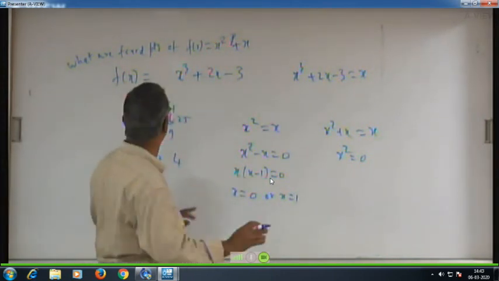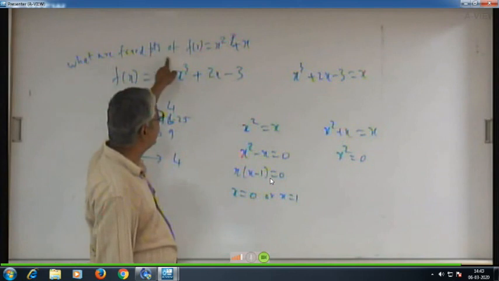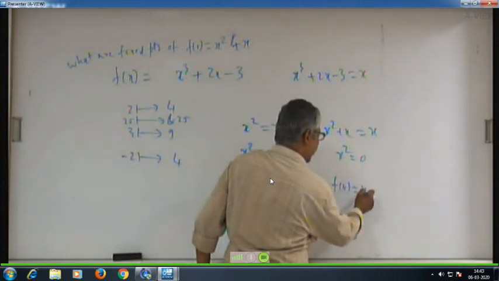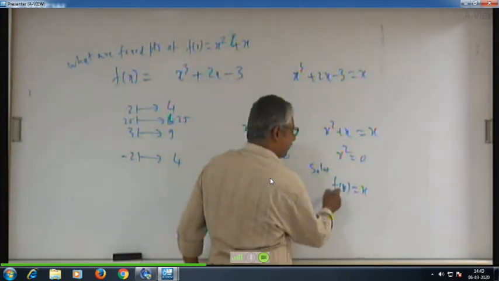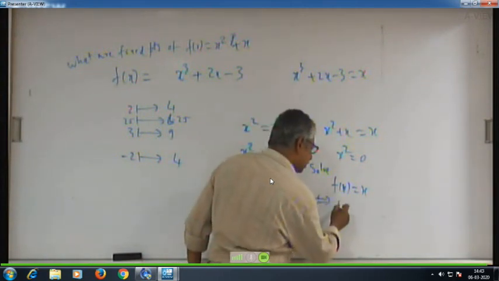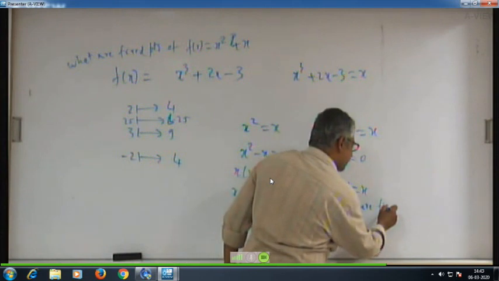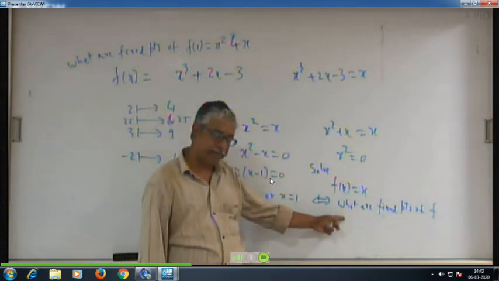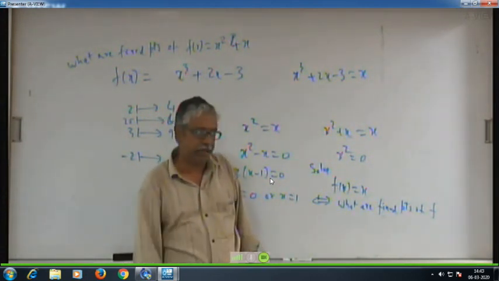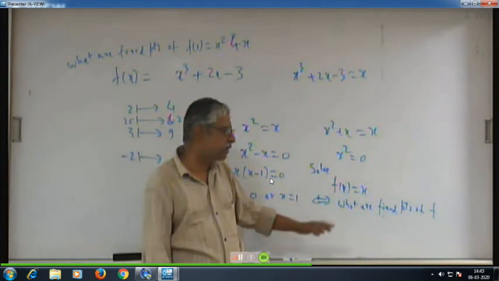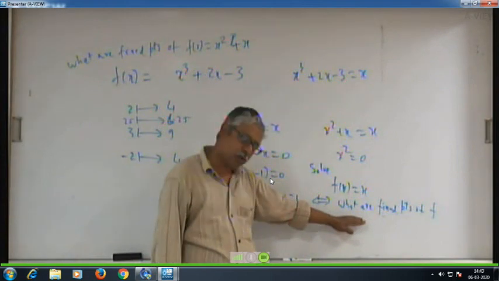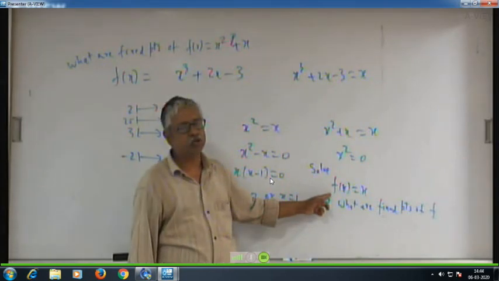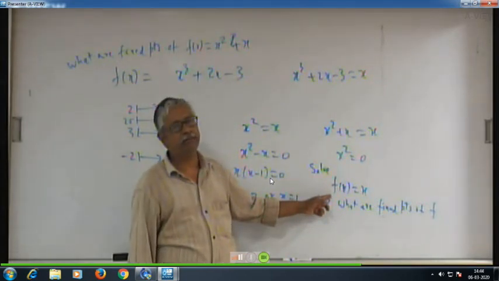All I want to tell you is the following. This question, what are the fixed points of a given function, is equivalent to asking the question, solve f(x) equal to x. Solve f(x) equal to x. This is equivalent to asking what are the fixed points of f. That means think of f geometrically as somebody who moves various points to various points. Then I am trying to ask what fixed points means, what are the points which have not got moved. Asking this question is equivalent to asking solve f(x) equal to x.